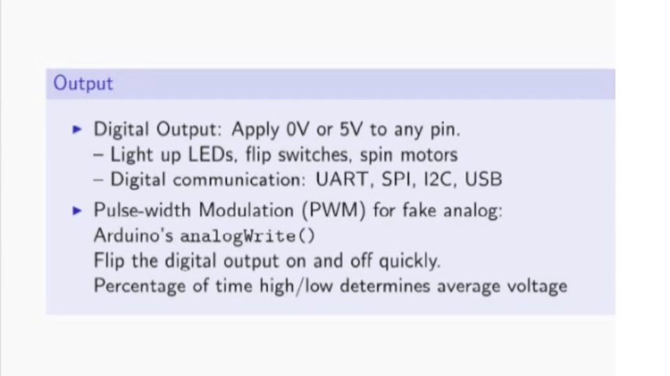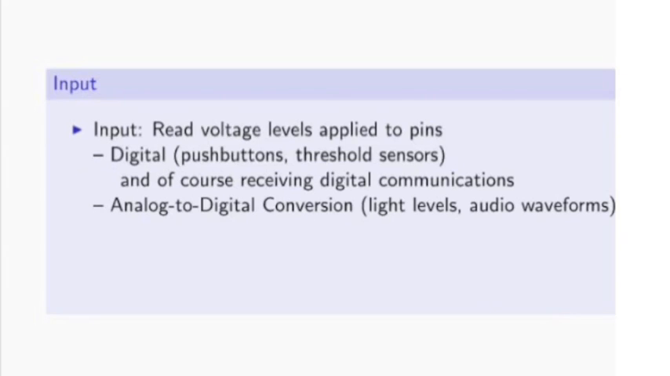On the input side, what we're going to be doing is reading voltage levels applied to the pins. Most of them are digital inputs, so is it above or below halfway between 0 and 5 volts? This lets you detect whether a push button's been pushed or receive digital communication. There are also on this chip analog to digital converters, which let you read real-world continuous voltages like light levels or audio waveforms, et cetera.